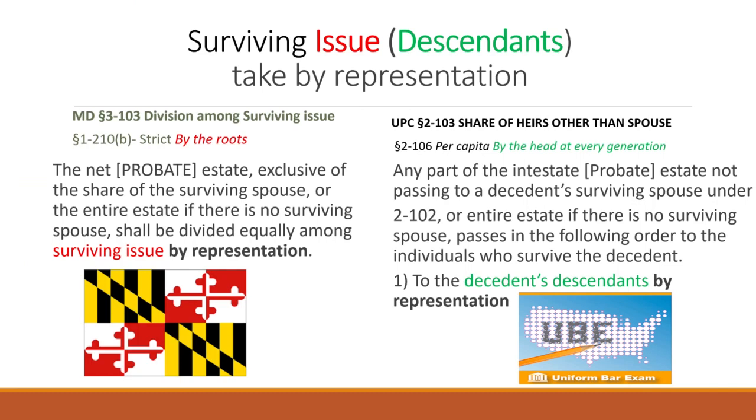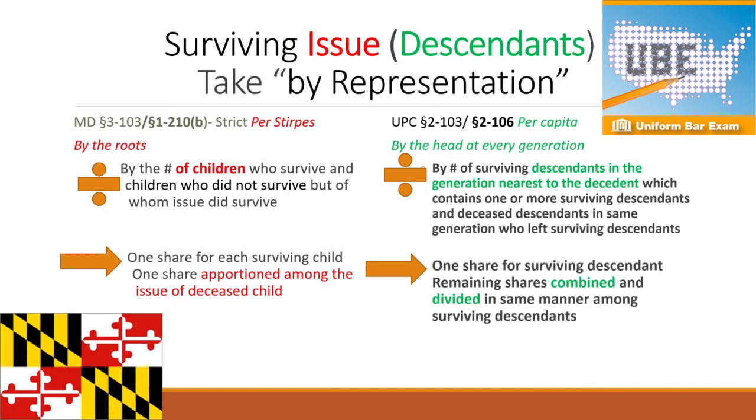All right, let's take a look at the statutes. We're looking at 3-103 and 2-103. So make sure you take a look at those statutes and read them. Now, to the extent that we have surviving issue, then the question becomes, how do they take? What if one child is alive, but another child has predeceased the intestate? The descendants of the predeceased child will take through their parent. And the way this is calculated differs between Maryland and the UPC, and we will go through some examples, problems, and hypotheticals. All right, so again, red is Maryland, green is UPC.